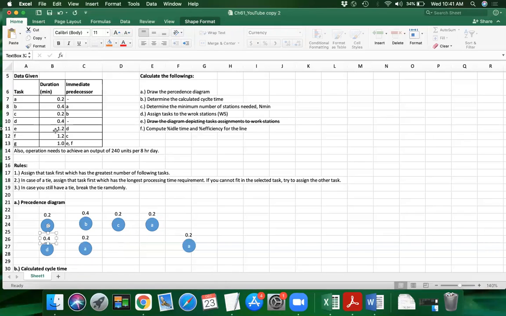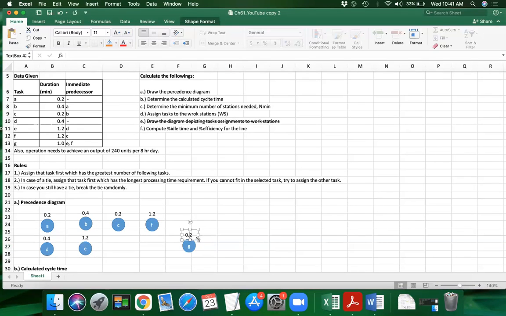E takes 1.2 minutes and follows D. So this will be my E here, and it takes 1.2 minutes. Okay. Now F follows C. So this is my F here. It follows C, and it takes 1.2 minutes as well. Okay, the last one is G. So this is my G, and it takes 1 minute.